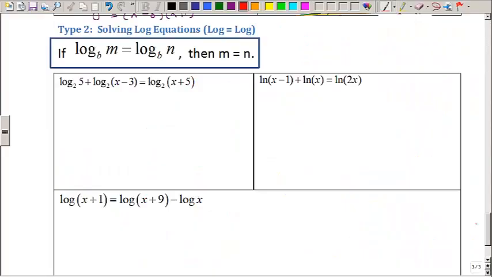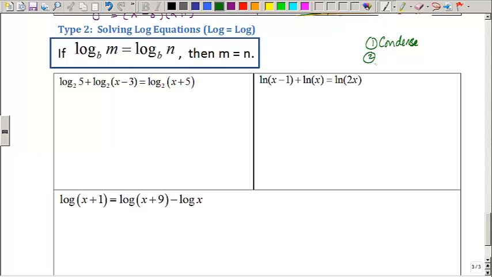Our second type of solving log equations is where we have the form log equals log. There's a log on the left side, there's a log on the right side, and there are no constants anywhere to be found inside the equation without an associated log. The steps are very similar. Step 1, condense to a single logarithm.